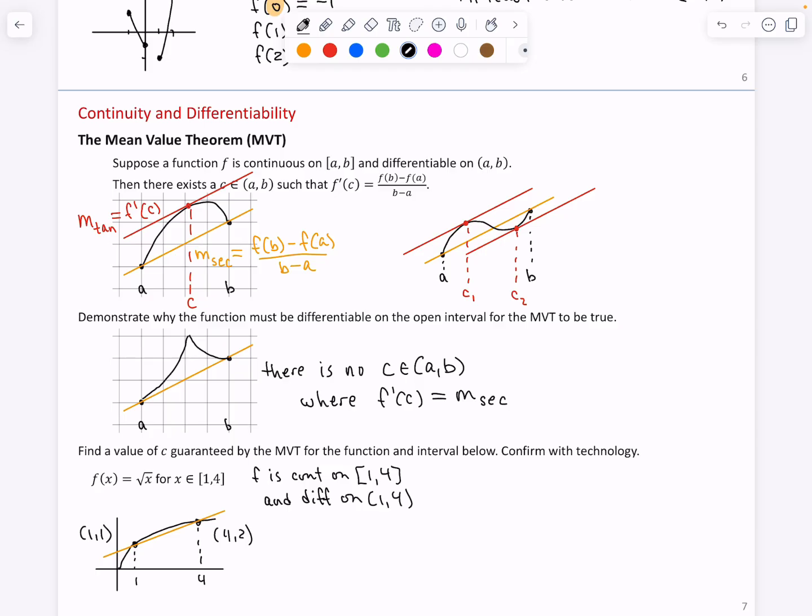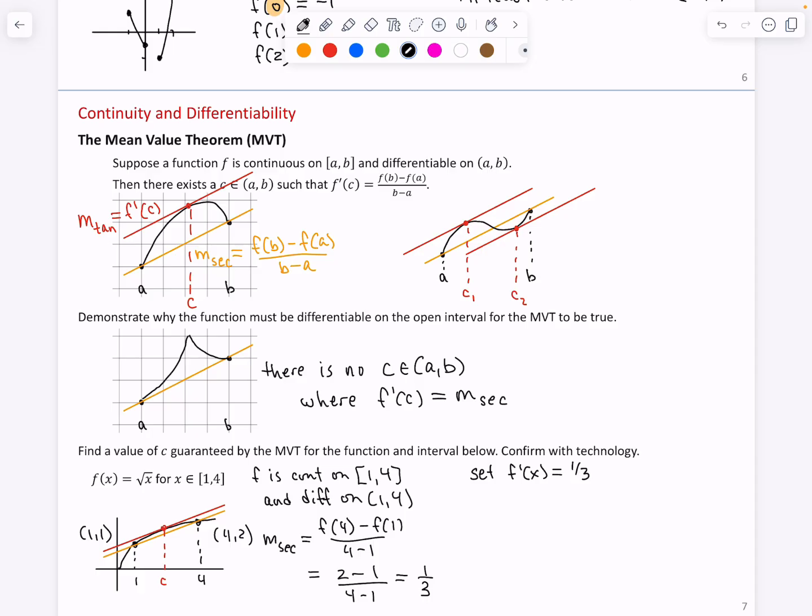Let's begin by finding the slope of the secant line. So f of 4 minus f of 1 over 4 minus 1. So the difference of the y-coordinates over the difference of the x-coordinates, and we get 1/3. Visually, we know that there will be some c somewhere in between 1 and 4 where the tangent line slope would be the same. So we set the derivative of this function equal to the slope of the secant line, which is a third. And then we'll solve for x.